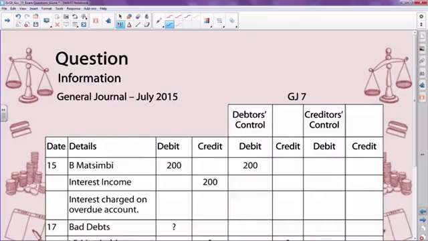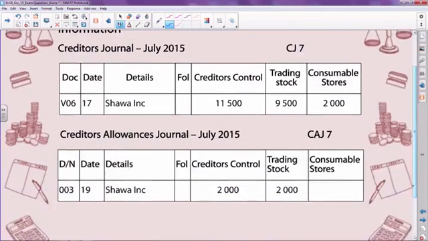So almost done with all these journals. Let's go and look at it. The creditors journal here. I'm giving you one transaction, and again, we bought from Shawa, it's 11,500: 9,500 trading stock, and consumables 2,000. So let's go and see, do we have the creditors control column? Yes. Do we have the trading stock column? Yes. The consumables, yes, it goes up, but we don't have that one. Let's quickly give you a minute to complete this in the general ledger.